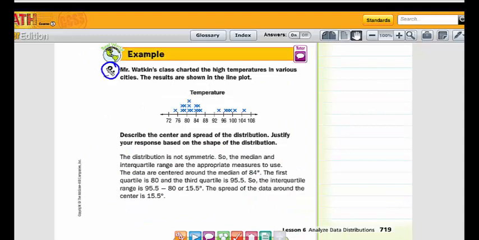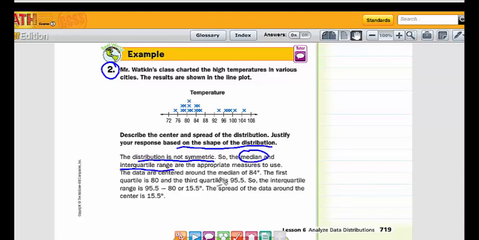Problem number 2. Mr. Watkins' class charted the high temperatures in various cities. The results are shown in the line plot. Describe the center and spread of the distribution. Justify your response based on the shape of the distribution. So, first of all, we would recognize that the distribution is not symmetric. Therefore, the median and the interquartile range are the appropriate measures to use.